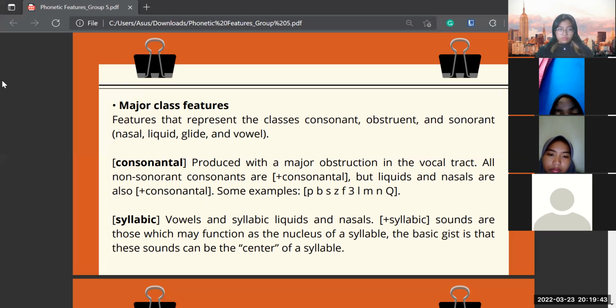And the second is syllabic. Syllabic covers vowels and syllabic liquids and nasals. Plus syllabic sounds are those which may function as the nucleus of a syllable. The basic gist is that this sound can be the center of a syllable.